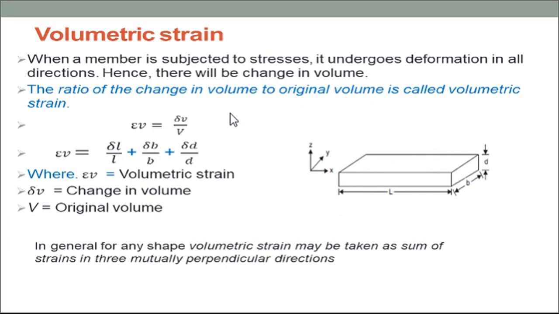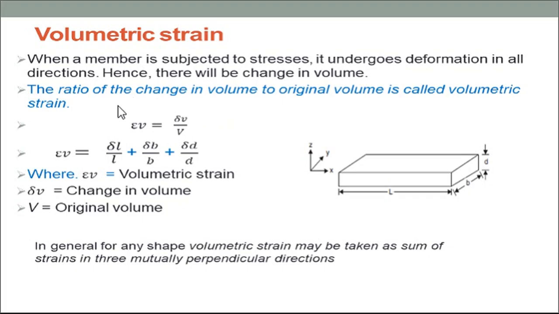After that, the volumetric strain. When a member is subjected to stresses, it undergoes some deformation in all directions. Whenever forces or load act on any particular body or member, stresses are produced. Because of the stresses there is deformation in the body in all directions, and whatever changes happen in the member in all directions, that will be the change in the volume.